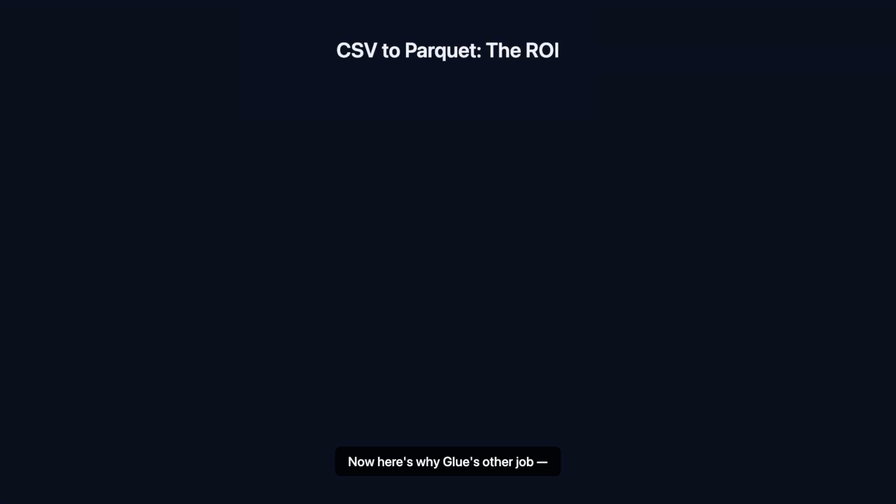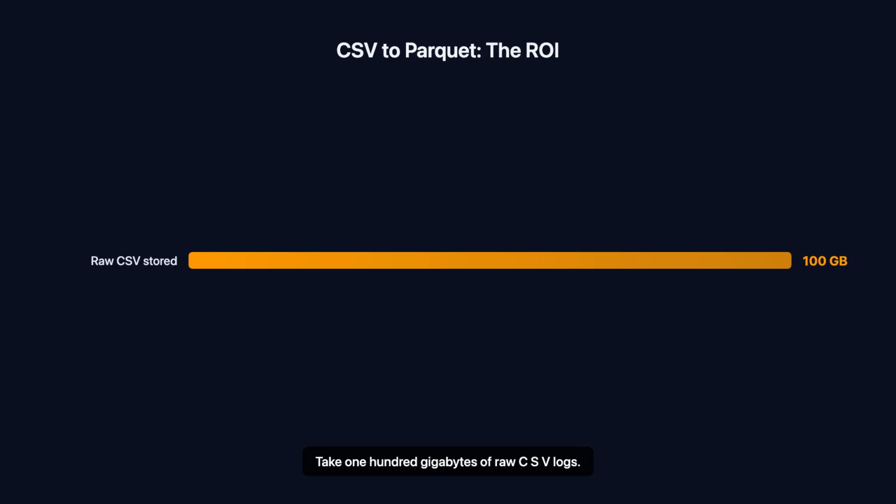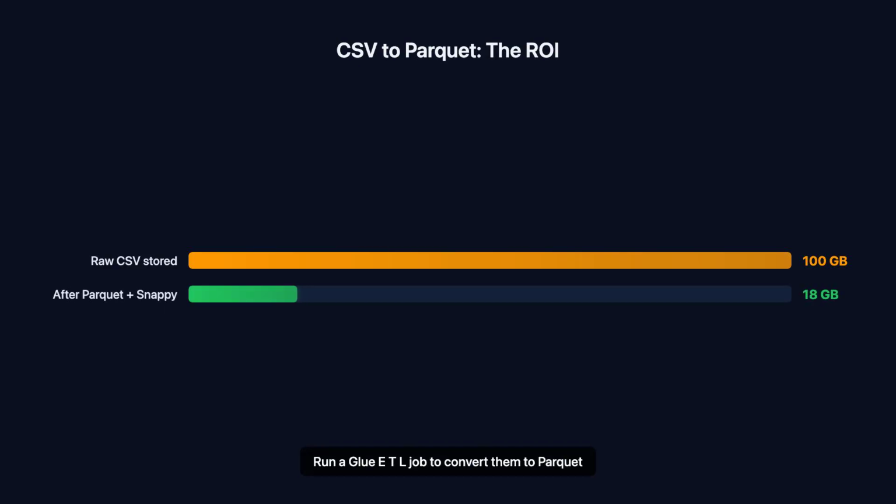Now, here's why Glue's other job, the transformation, actually earns its keep. Take 100 gigabytes of raw CSV logs. Run a Glue ETL job to convert them to Parquet with snappy compression, and that same data shrinks to about 18 gigabytes. But the real win is at query time. Because Parquet is columnar, a query touching just 3 columns on a wide table reads only those columns and skips the rest entirely. Amazon Web Services documentation states that converting to columnar Parquet can cut Athena query costs by 30 to 90%, depending on how many columns your queries actually touch. The narrower your query relative to the table width, the closer you get to that upper end of the range.